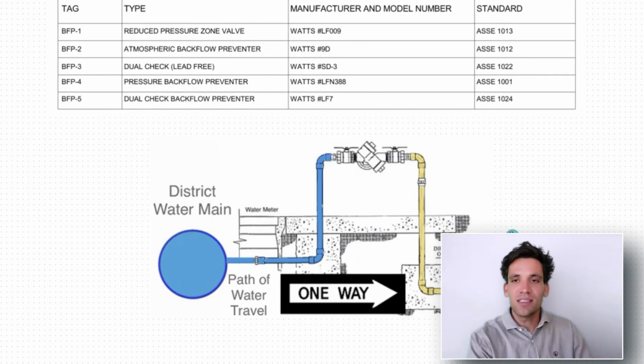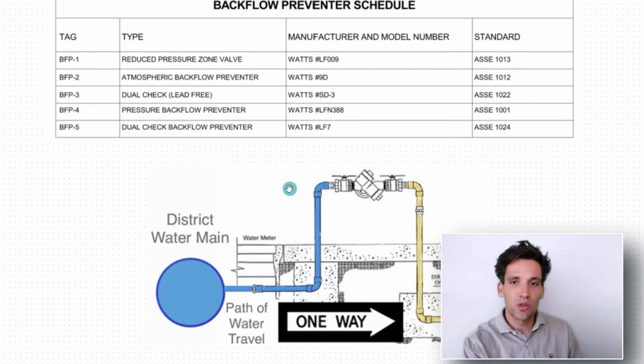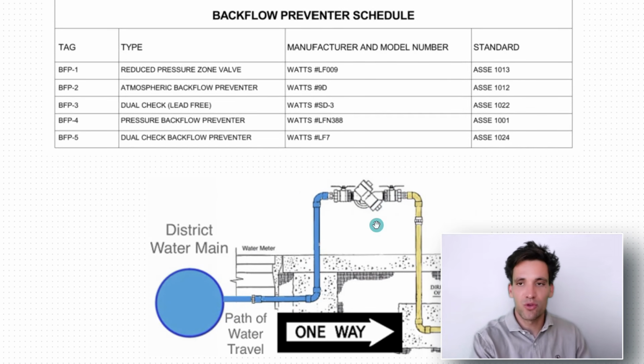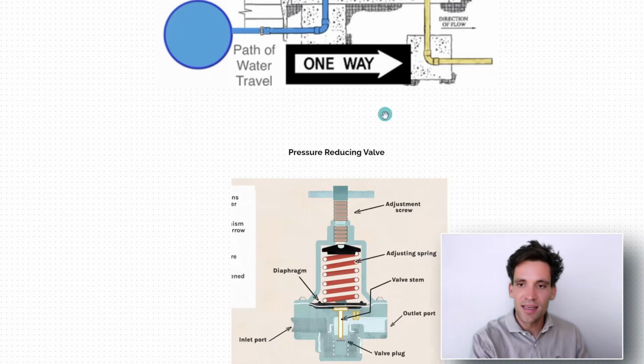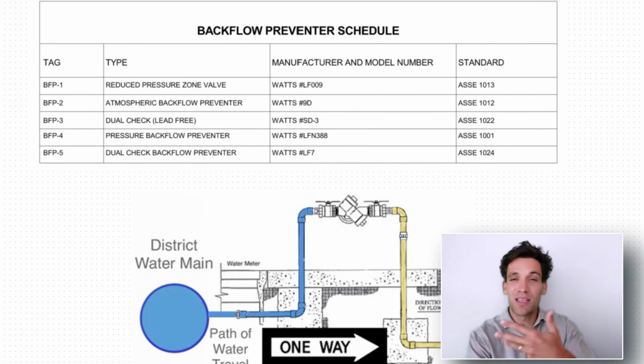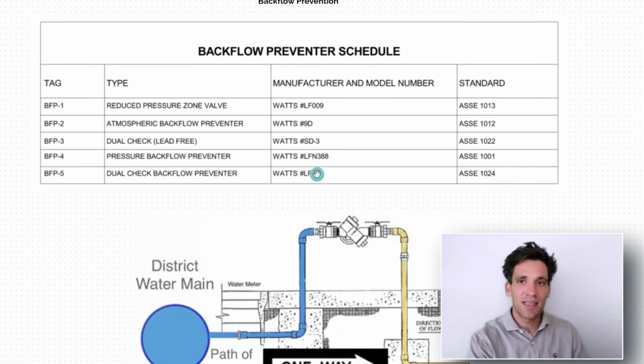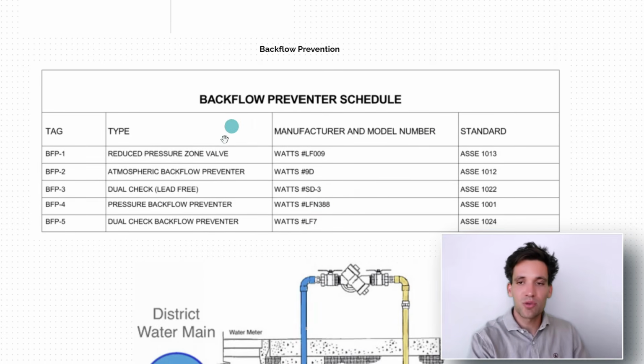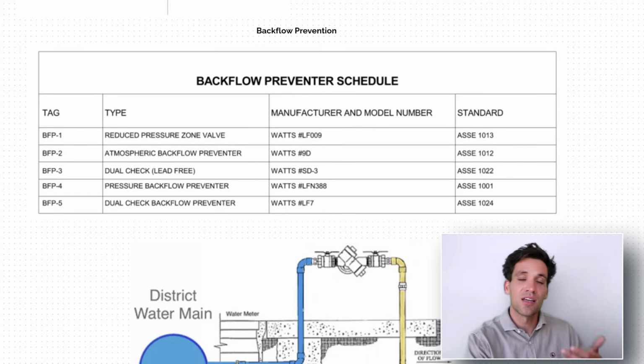Most facilities will require, when you're installing a water meter, to have some sort of backflow prevention device. And all this does is prevent water from your facility, potentially contaminated water, from flowing back into the district main. So for example, this set of drawings has a schedule of 5 different backflow prevention devices we have to install.